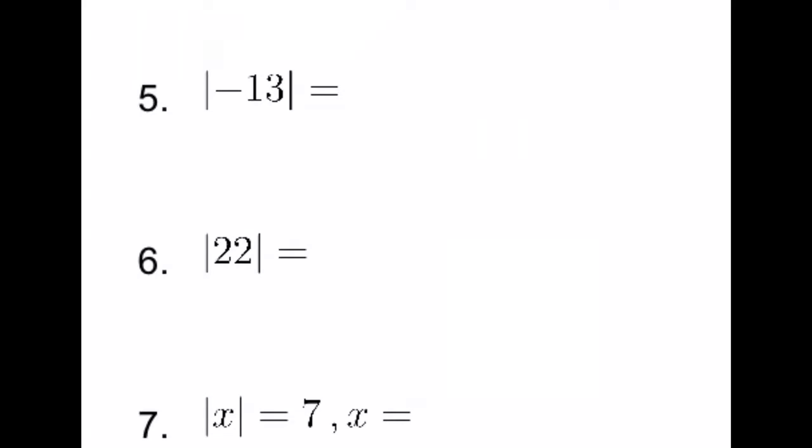5, the absolute value of negative 13, measures the distance of negative 13 from 0, which is simply 13. 6, the absolute value of 22, is also positive, just a 22.